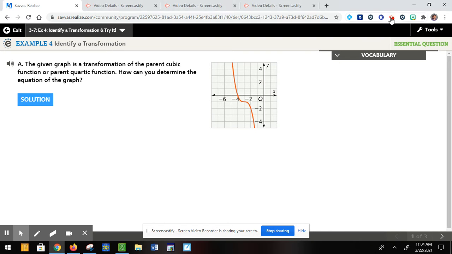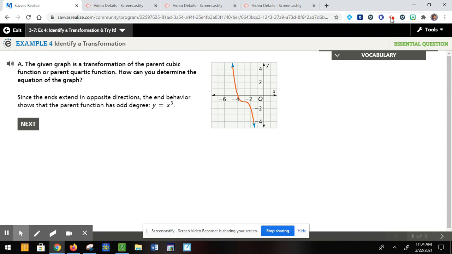The first thing I would notice is that this is a cubic function because the end behaviors go in opposite directions, meaning it has to have an odd degree. And if it's either cubic or quartic, that means it's cubic. The next thing to notice is that the end behaviors go in opposite directions of what y equals x cubed would be. It falls to the right and rises to the left. If it was a positive, then it would do the opposite. It would fall to the left and rise to the right. So I know that there's a negative out front.